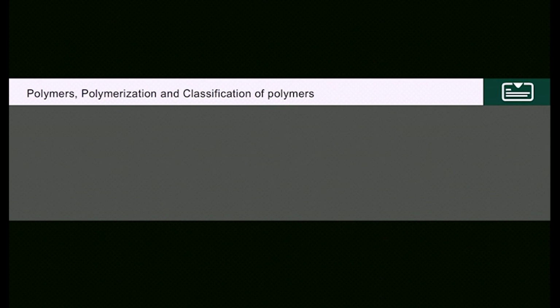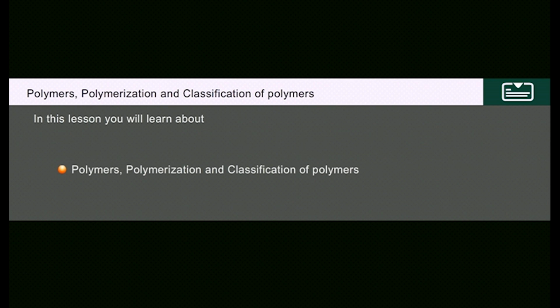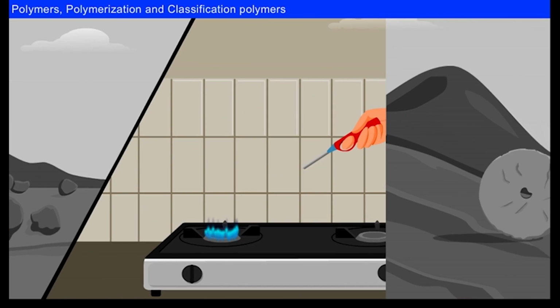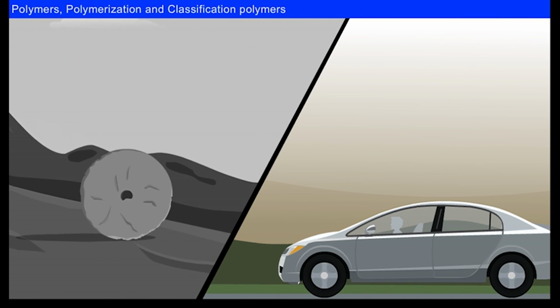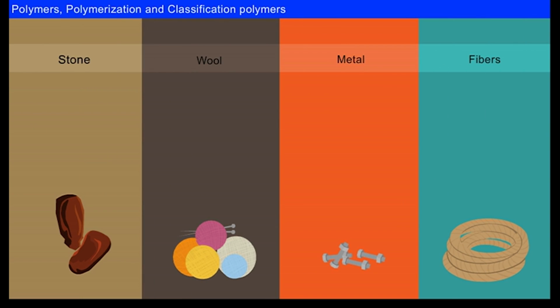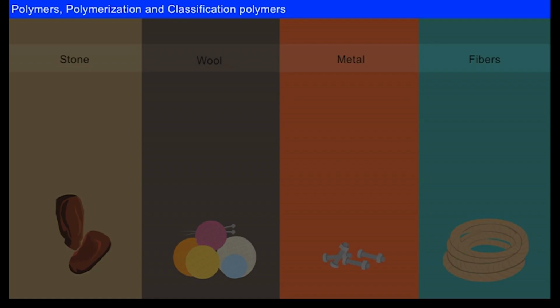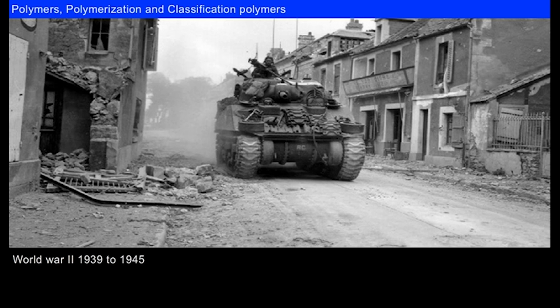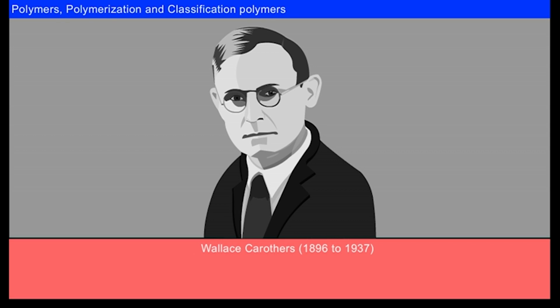In this lesson, you will learn about polymers, polymerization, and classification of polymers. Before the 1930s, almost everything people saw or handled was made of materials that had been around since ancient times: stone, wool, metal, animal, and plant fibers. All of that changed in the era just before World War II, a big thanks to a brilliant young American chemist named Wallace Carothers, who lived between 1896 to 1937.